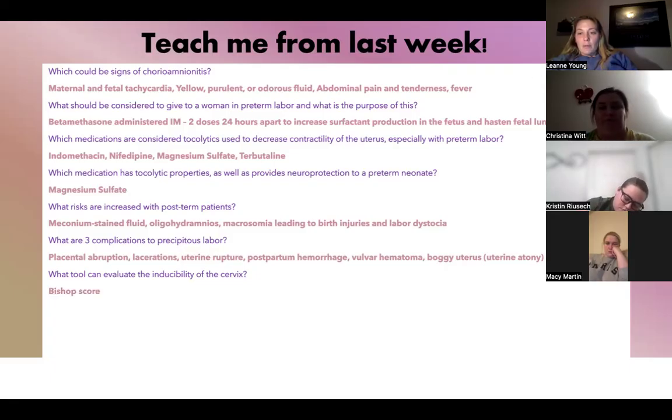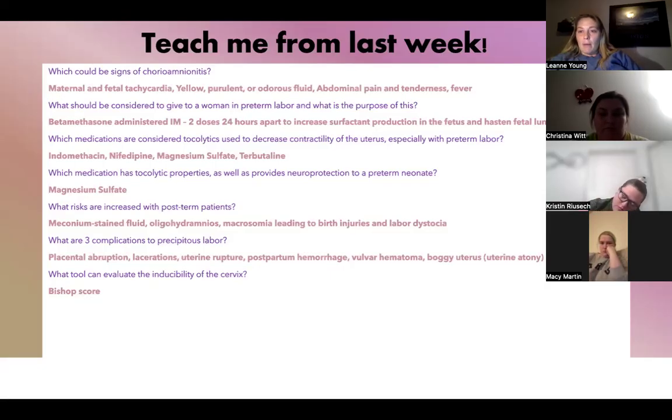So a Bishop score is what we use whenever we have a mom who comes in and she's like, I am just so tired of being pregnant. I would like to be induced right now today. Okay. So we perform a vaginal exam and she's 3 centimeters. She's 60% effaced. Baby's head is down. We can feel presenting part. This is probably a favorable cervix for an induction, right?